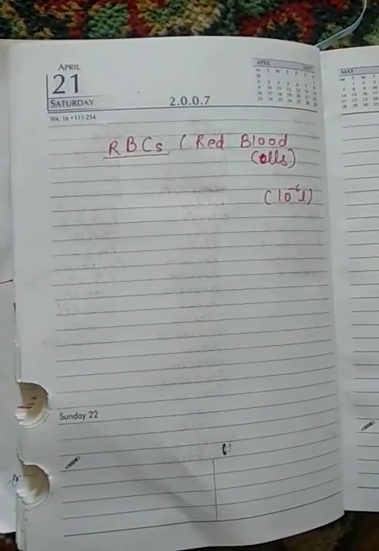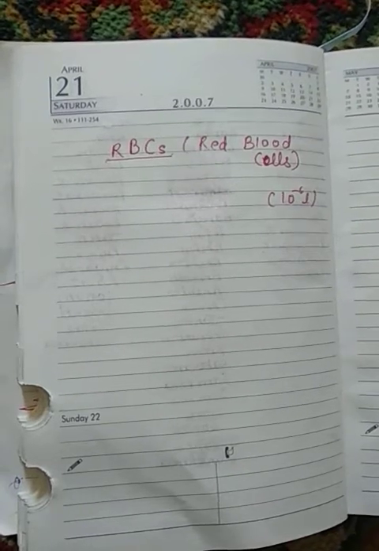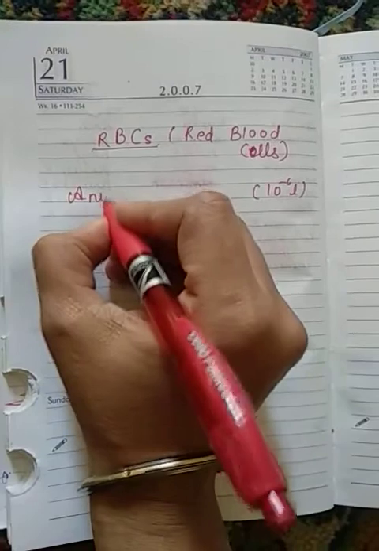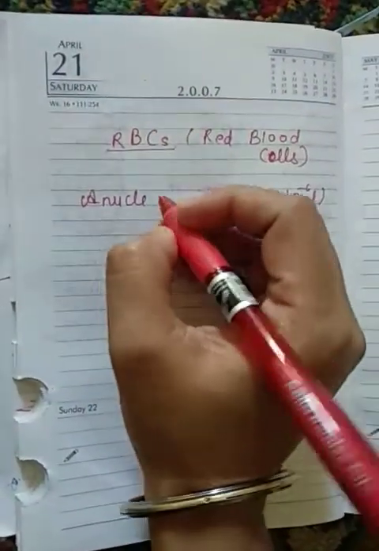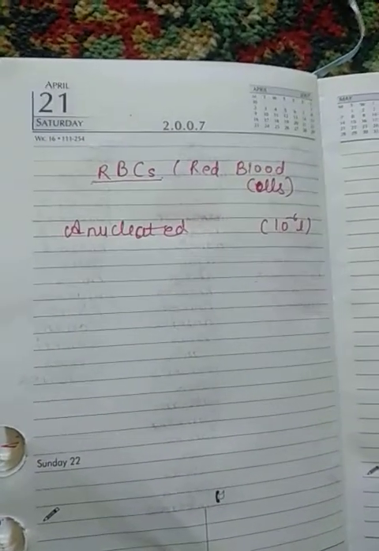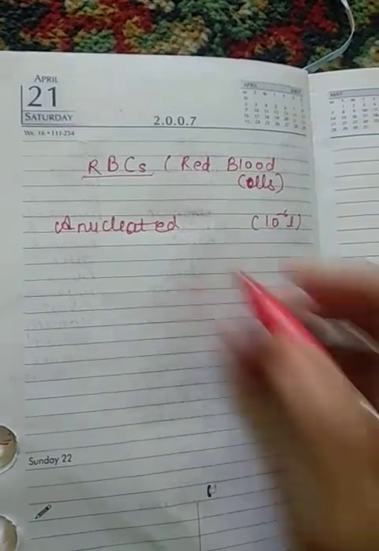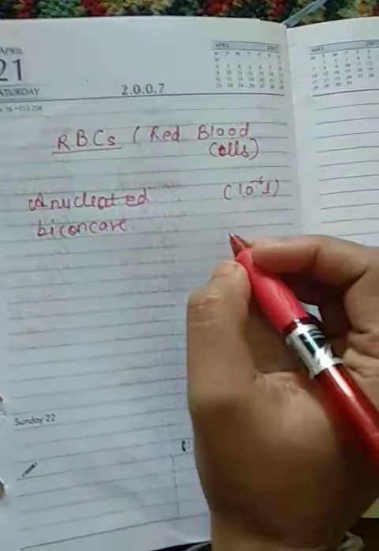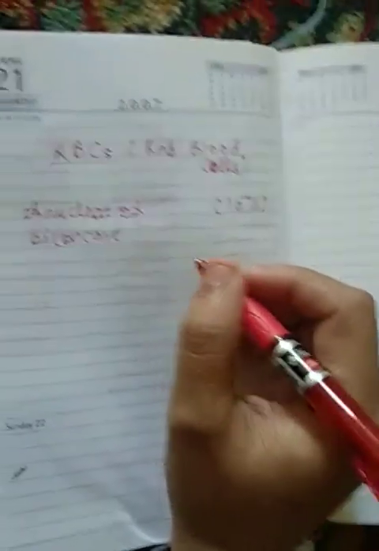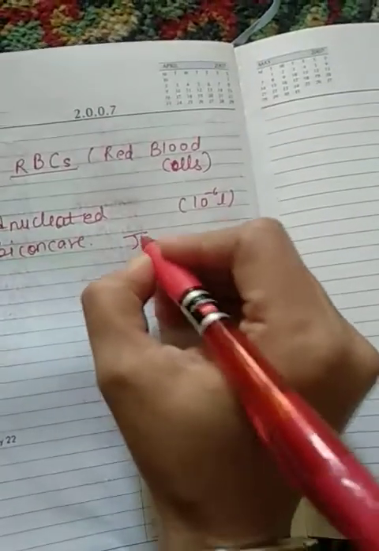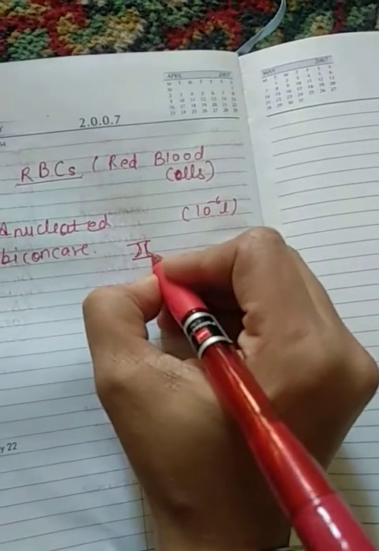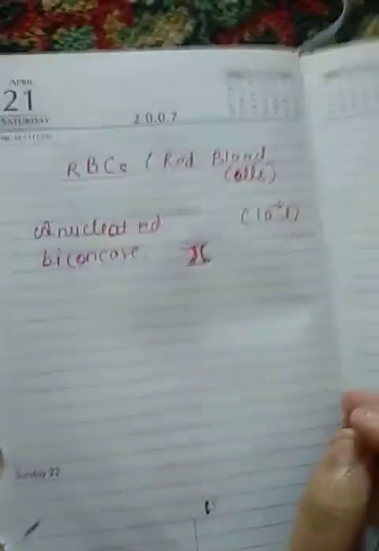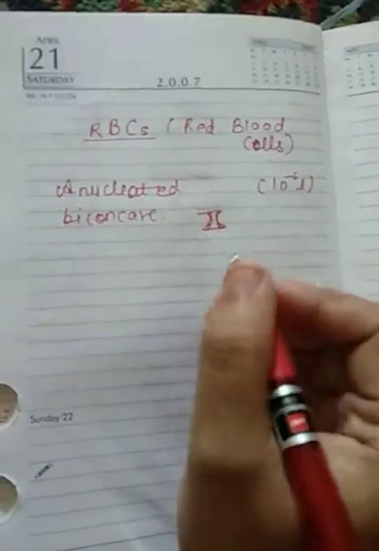Appearance wise, they are small cells without a nucleus, so they are anucleated, and they are mostly biconcave in shape. Biconcave means something like this. It is tapered toward the center, thin at the center, from both the sides. So that is the shape of RBC.